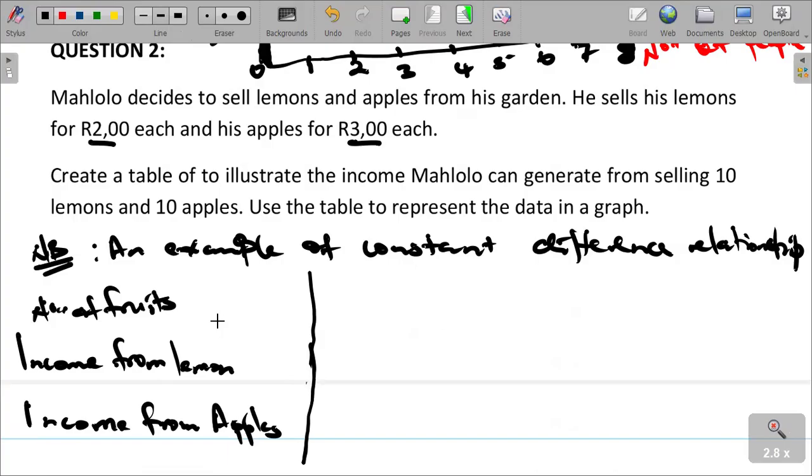In every scenario, you are always tested to understand the basis of the question: how many apples or how many fruits the farmer is going to sell. The farmer is selling 10 of each. So we need to say from 0, 1, 2, 3, 4, 5, 6, 7, 8.